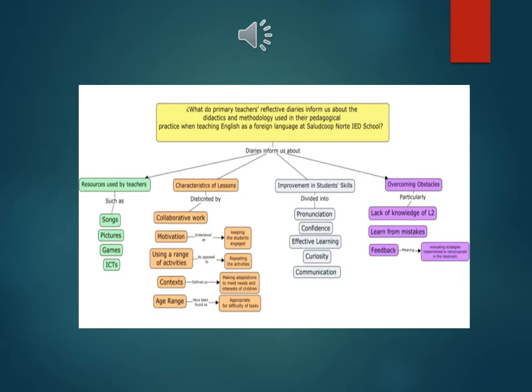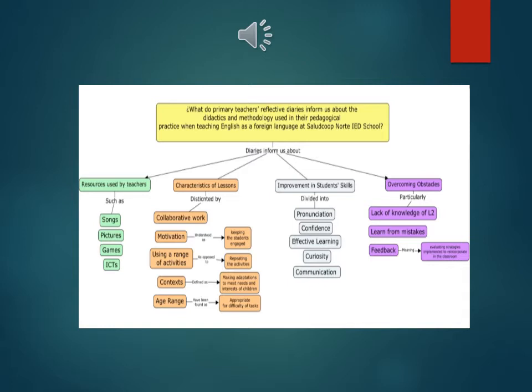For example, motivation in the orange section required a little bit more information. That's why we put that it was understood as keeping students engaged. Feedback in the purple section, for example, was evaluating the strategies implemented and reincorporating them in the classroom.